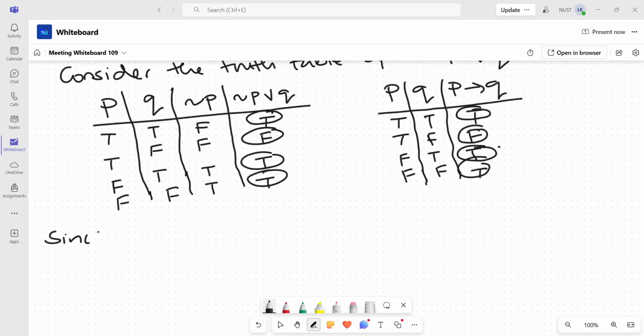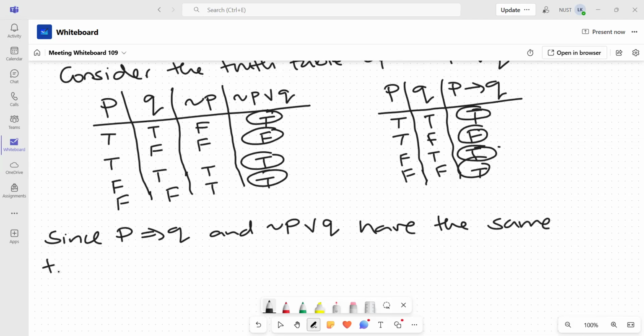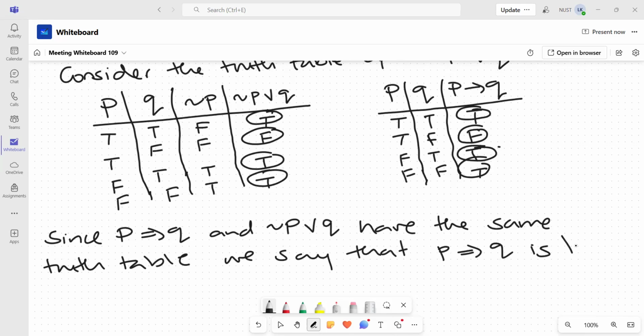So since P implies Q and not P or Q have the same truth table, we say that P implies Q is logically equivalent to not P or Q. Okay, and this is helpful.